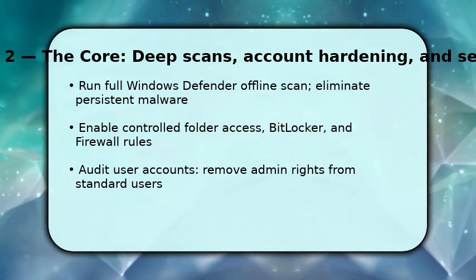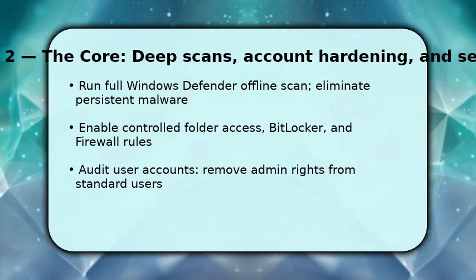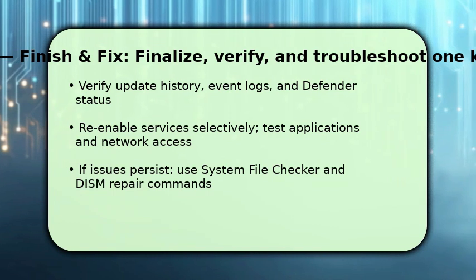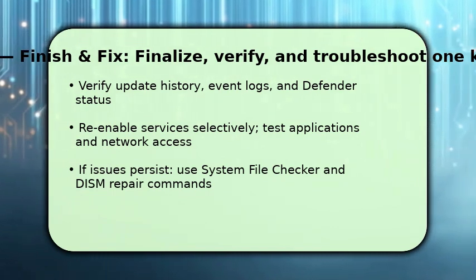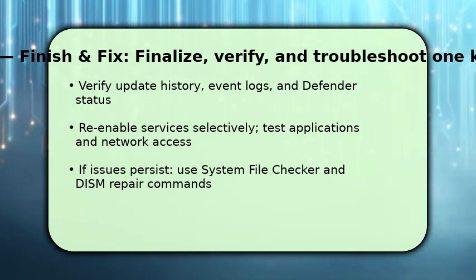Finish by verifying update history, scanning Event Viewer for security errors, and confirming Windows Defender shows no threats. Once done, re-enable any previously disabled services one at a time and test apps and network access so you can spot which change caused a problem.